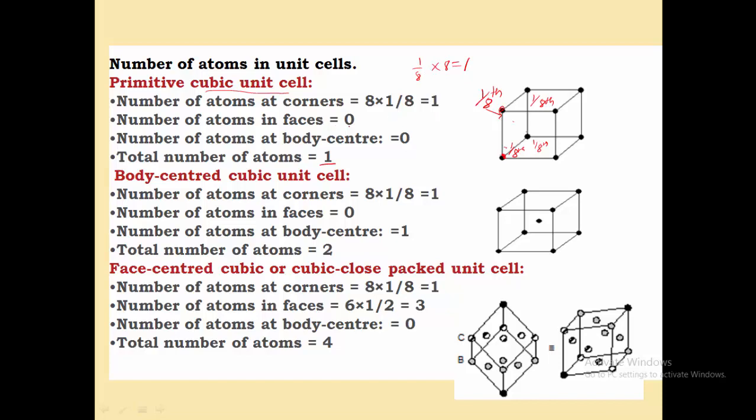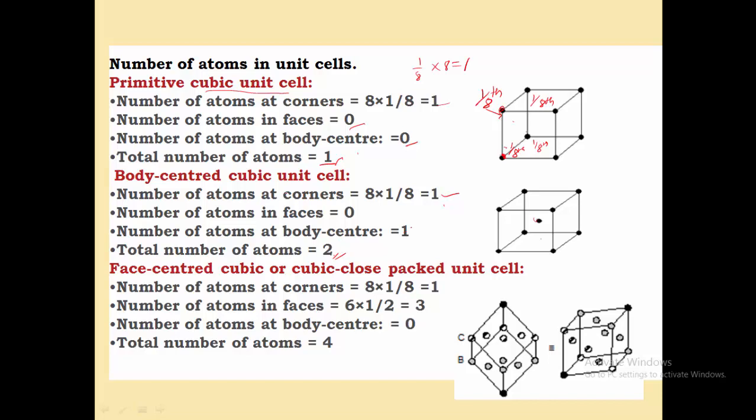Number of atoms in faces is 0. Number of atoms at the body center is 0. Total number of atoms becomes 1, that is from corners. And in body centered unit cell, 8 corners are there, so 1/8 into 8, 1 atom is there at the corners. On faces, no atom is there. At the body center, one whole atom is there. So 1 plus 1, that is equal to 2.